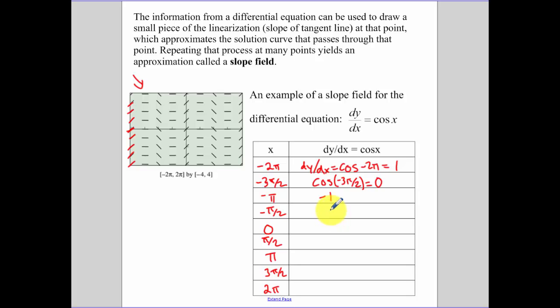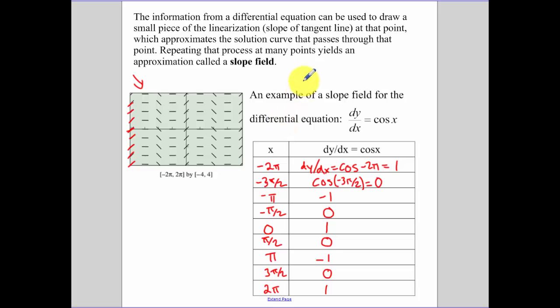When I plug in negative pi over 2, we get 0. Again, our slopes are 0. Then when I plug in 0, the cosine of 0 is 1. All our slopes are 1. Pi over 2 is 0 again. Pi is negative 1. We get 0 at 3 pi over 2. And at 2 pi, we get 1.